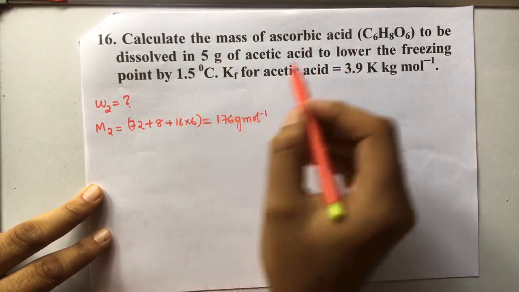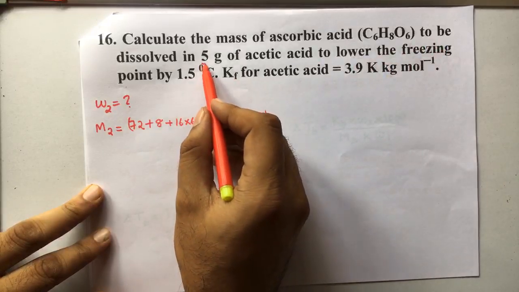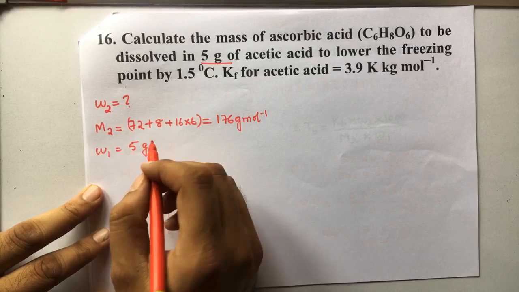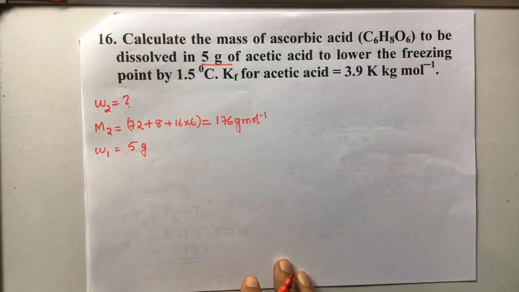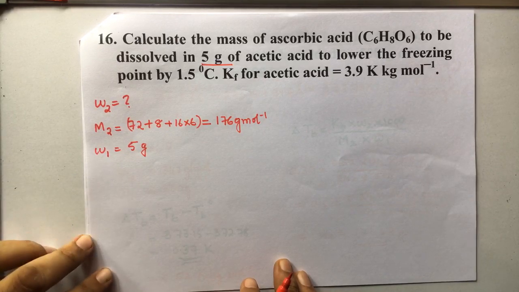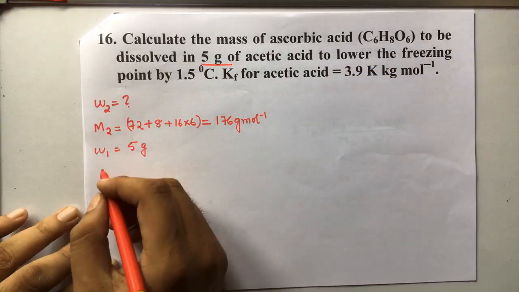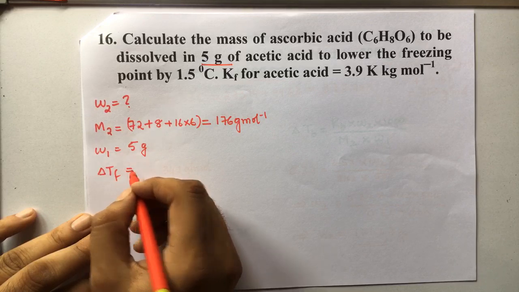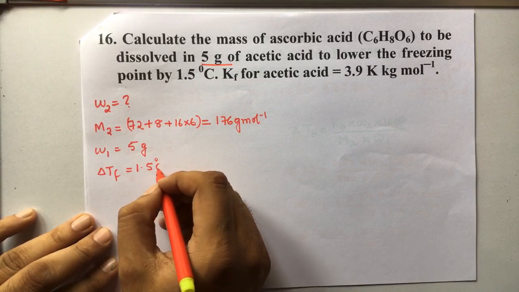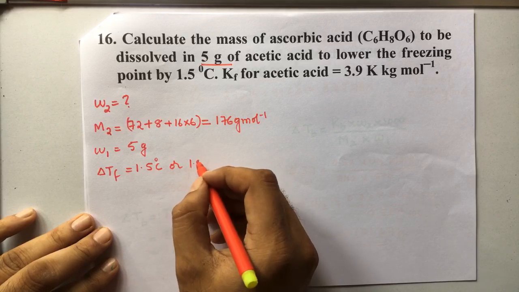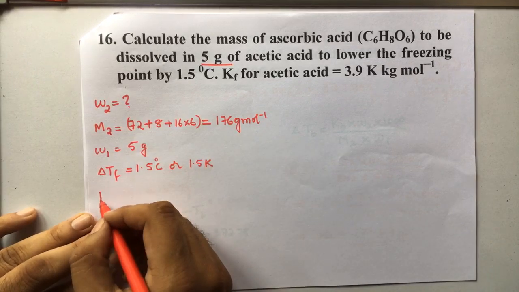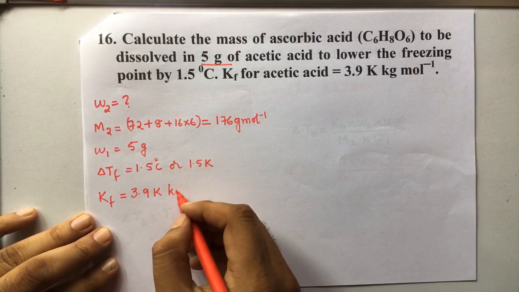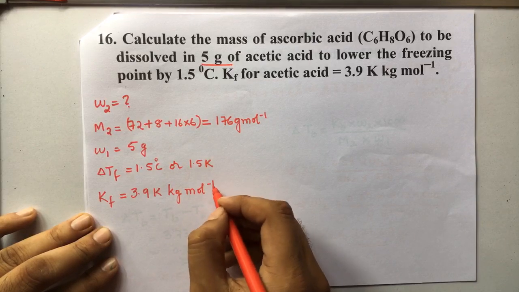This is coming out to be 176 gram per mole. It is dissolved in 5 grams of acetic acid. W1 is equal to 5 gram. The freezing point is lowered; they said the delta TF value is given, that is equal to 1.5 degrees Celsius, or it should be equal to 1.5 Kelvin. The difference remains the same. Kf value is equal to 3.9 Kelvin kg per mole.